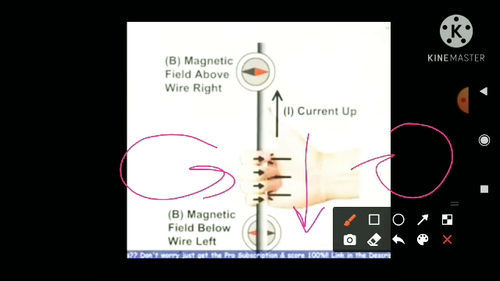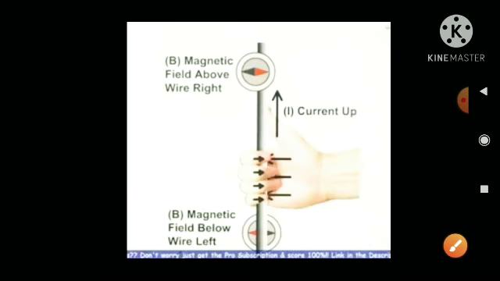I can't explain this properly by words, but if you want to discuss it, subscribe to my channel, there are some videos, and you can see it on Google also. If current is upward, it looks like this, and if current is downward, it looks like this. This is the simple thing by the right hand thumb rule.